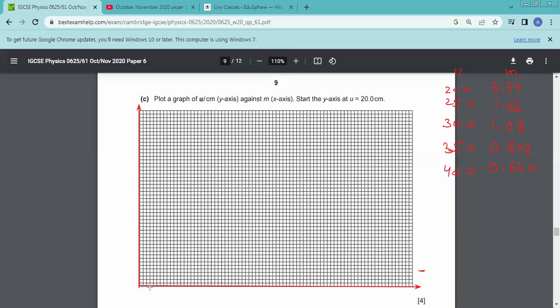I'm counting out the divisions on the axes, 1 to 10 on both sides, and again here. Maybe I'm not doing it exactly correct.